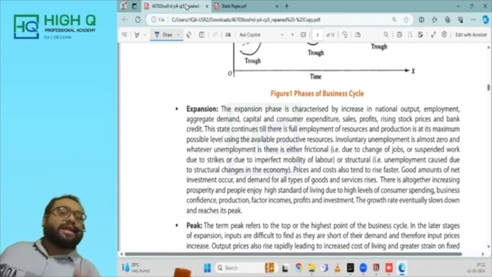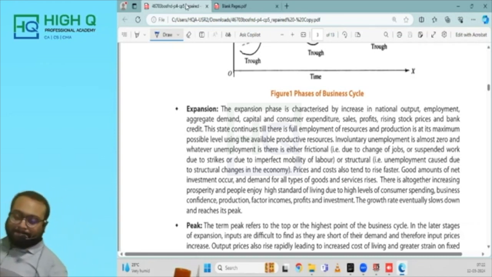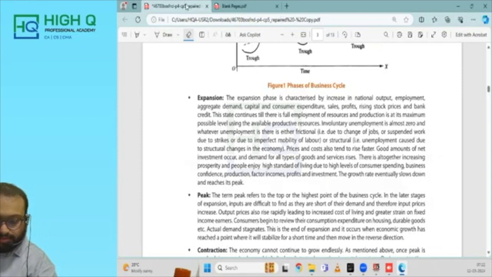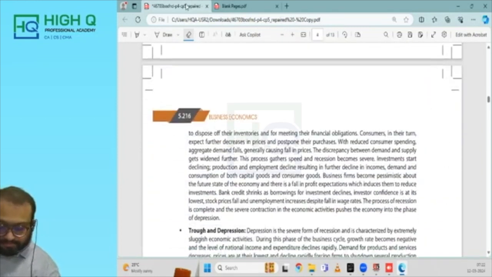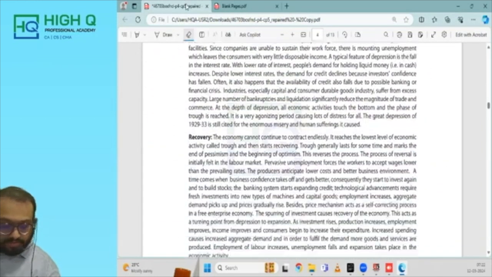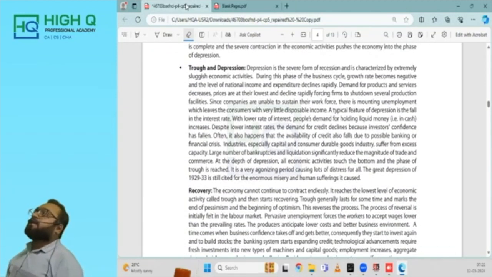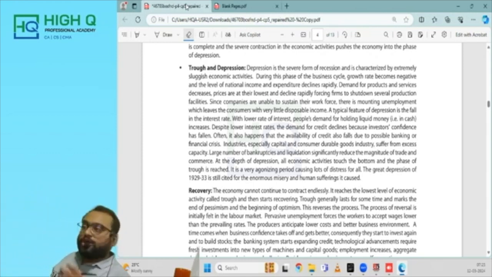Okay. What happens in expansion? See properly. Before expansion, come to trough. Have a look. Trough is the lowest point in the economy. Say yes or no. Trough is the lowest point in the economy.